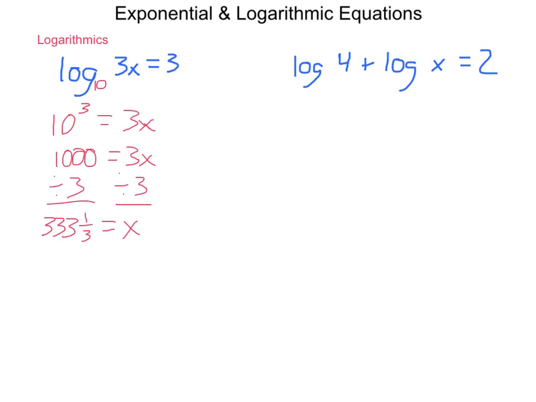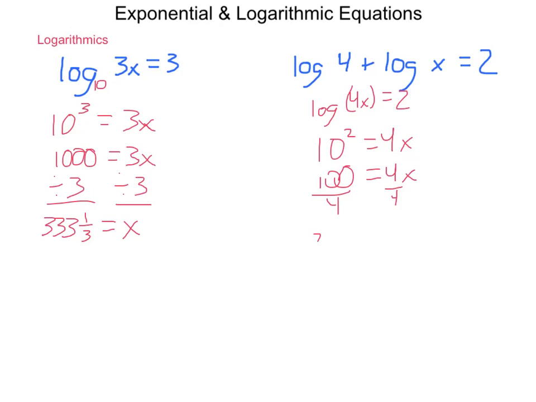Next, log of 4 plus log of x equals 2. I'm going to apply my properties. When I have addition and common bases, I can multiply what I'm taking the log of. So this becomes log of 4x is equal to 2. Applying my properties, converting logarithm to exponent, I get 10 squared equals 4x. 10 squared is 100, which is equal to 4x. And dividing by 4, I come out with 25 is equal to x.